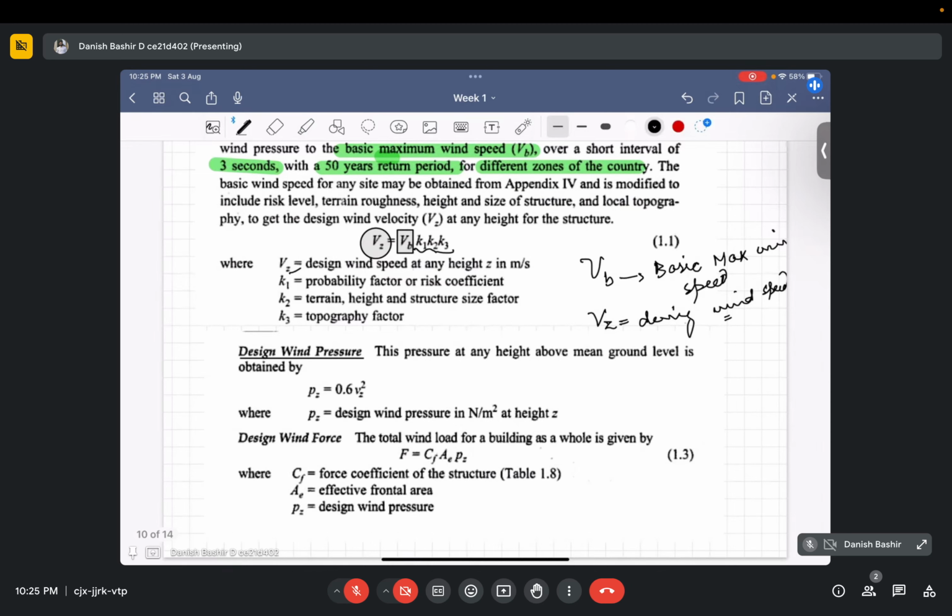After this, from the pressure, we can easily calculate the wind force. So the total wind force or the wind load acting on a building is given by CF times A times PZ, where CF is again one more coefficient.